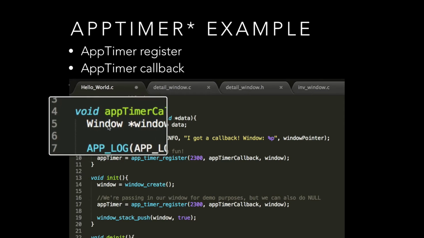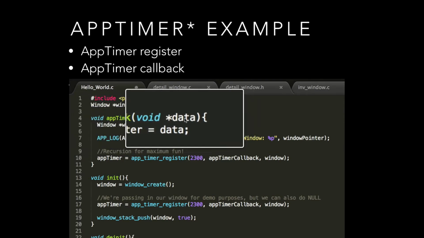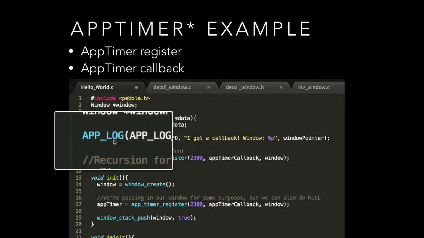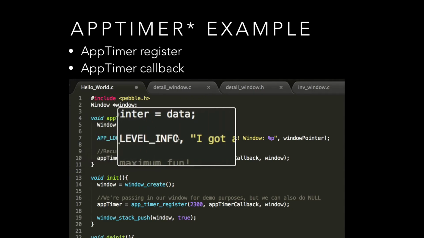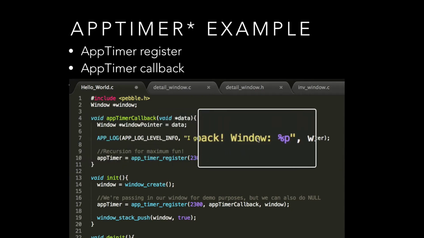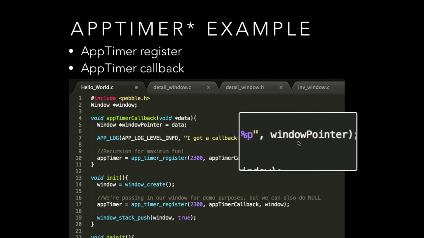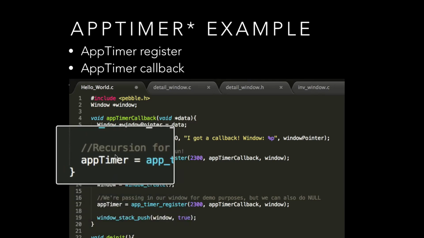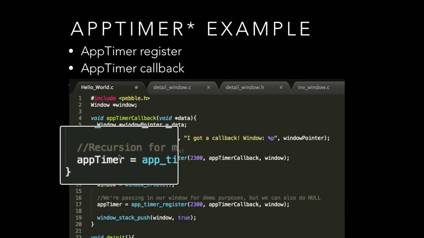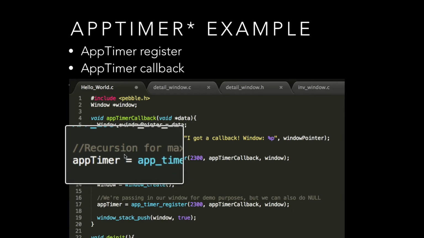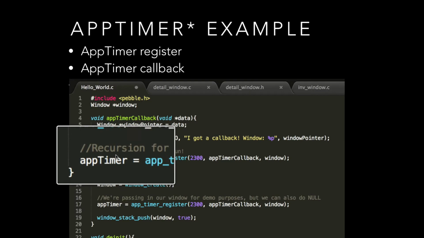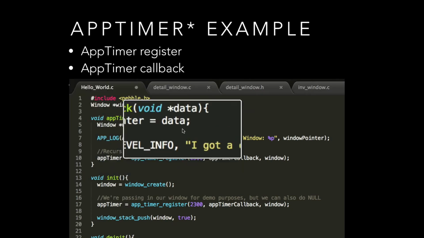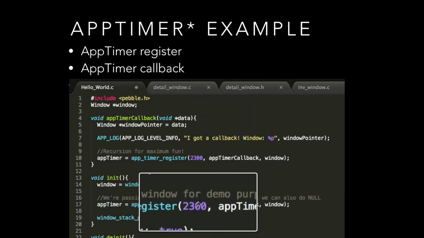So now we'll look at our callback. We have a local variable called window here, a window pointer, and we're assigning this pointer to the window pointer. And then simply here we have app log. It's just logging that you got a callback, printing the pointer, and that's basically it. And then for maximum fun, you can use recursion in these AppTimer callbacks. You can actually recreate the timer at the bottom of the callback or wherever you want. So we've just registered our timer like last time. We're passing in our window again, and that will just continuously repeat every 2300 milliseconds.